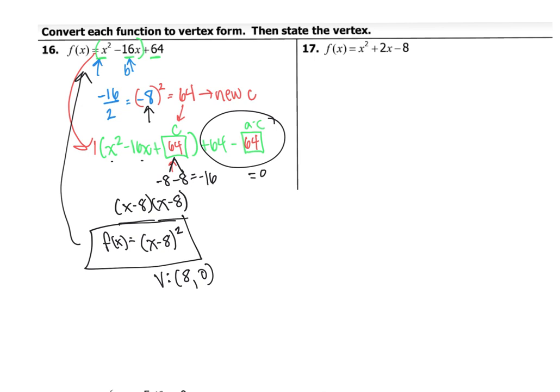I have x squared plus 2x minus 8. I'm going to put parentheses around my x values, kicking the constant on the outside. I'm looking, do I have a number in front of x squared? I don't, so we don't have to worry about dividing. I'm going to take my b value, which is 2, divide it by 2, which equals 1. And then we have to square it. 1 times 1 is still 1. This again is my new c value.